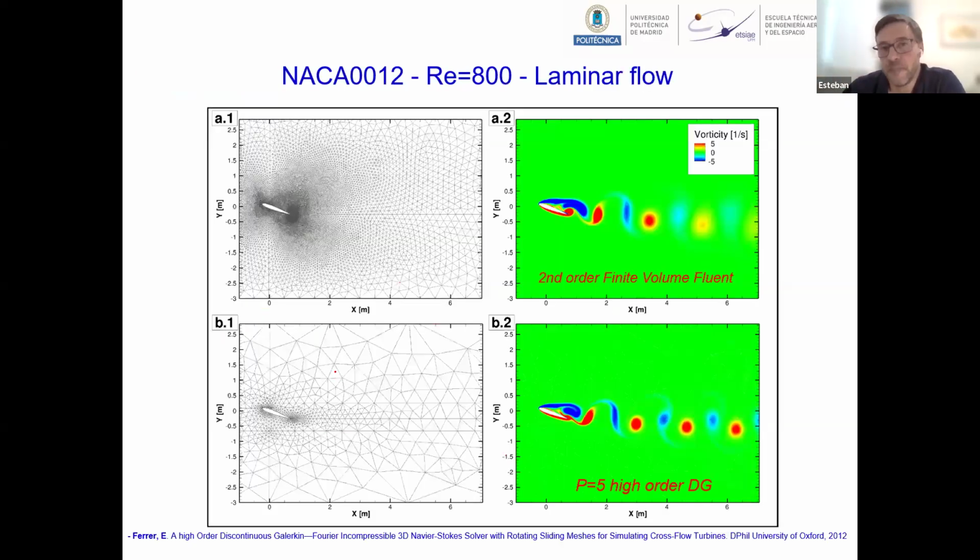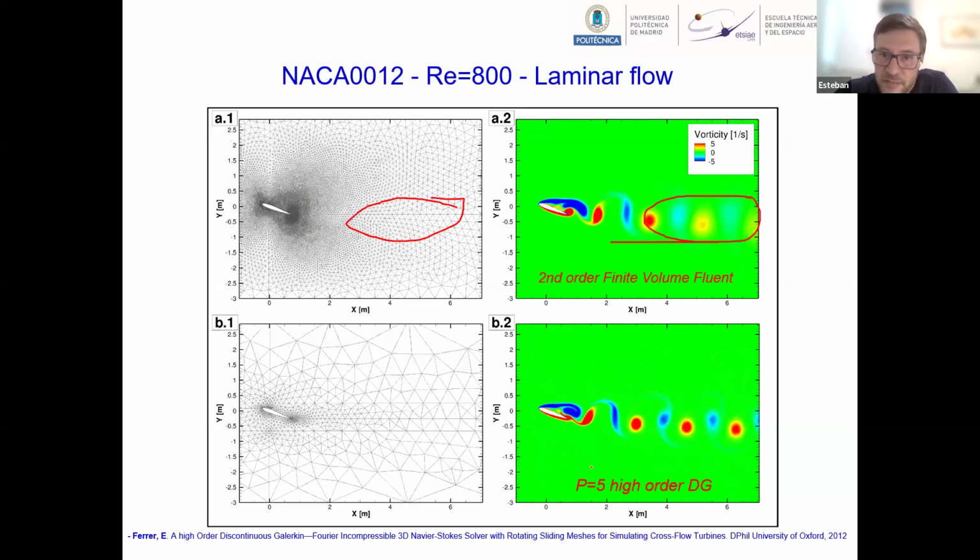Right, so if we go to a more applied case, that was a very academic case, but my idea is to motivate the use of higher order methods for more complicated cases. We can see here a vortex shedding after a laminar airfoil. You can see that Fluent, which is a low order method with this fine mesh, quickly dissipates the flow structures because of numerical errors, as you see here.